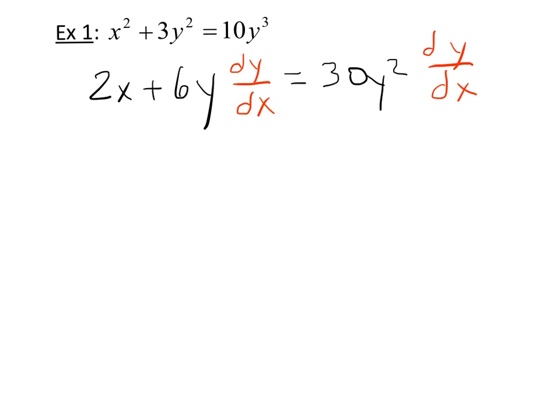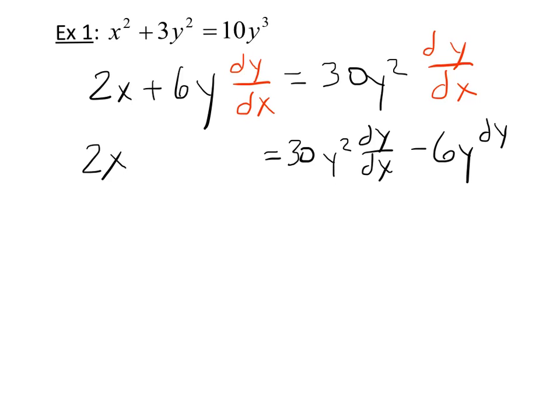Here's what we want to do. In order to find the derivative, we are going to get all of the dy/dx's to one side of the equal sign, all of the terms without a dy/dx on the other side. In order to do that, I'm going to subtract 6y dy/dx from both sides of the equation. So I have 2x equals 30y squared dy/dx minus 6y dy/dx. Now in this part right here, you'll notice that there is a common dy/dx, and we are going to pull that to the outside.